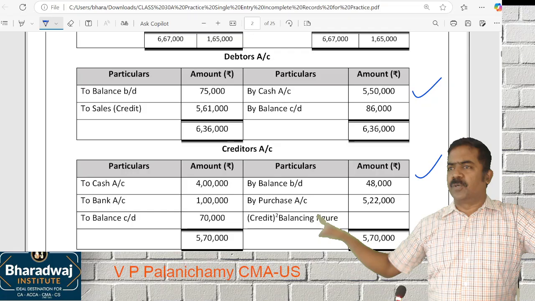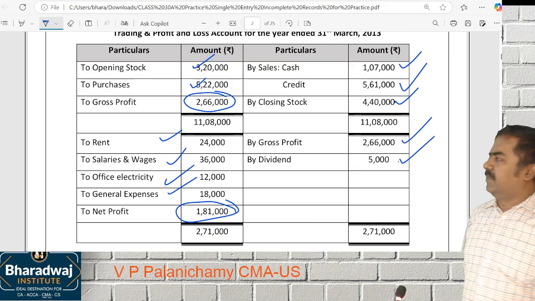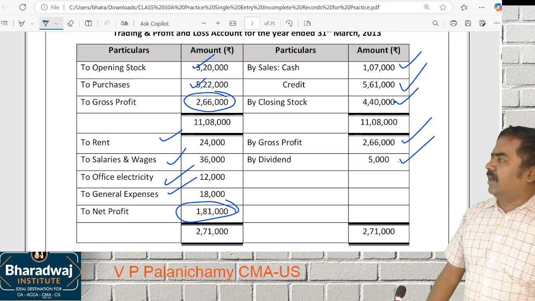Then we come to the main answer. A trading P&L account and a balance sheet we prepared. Any doubt in trading P&L account? Opening stock, purchases, cash sales, credit sales recorded, closing stock recorded, we get the gross profit. We continue gross profit, dividend received, then we record all the other expenses, we get net profit.